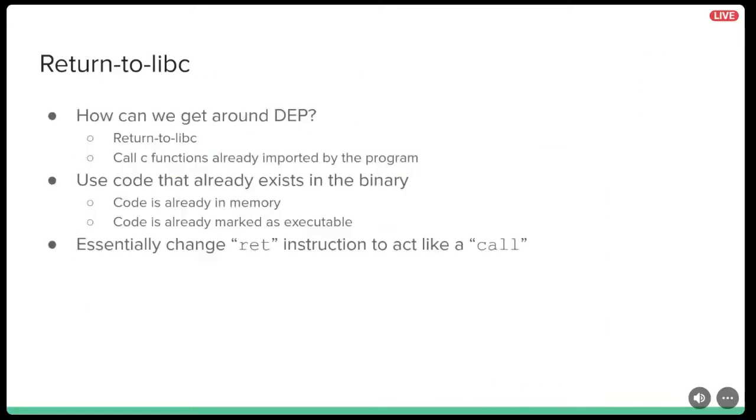So return to libc is a way to get around DEP. Essentially, we're using built-in C functions that are already imported by the program. Since these C functions have already been imported, they're already in memory, and they're marked as executable because they're legitimate functions. With shellcode, we're basically changing the return instruction to act like a jump instruction. With return to libc, we're basically going to set up the stack as if it was a call to that function.